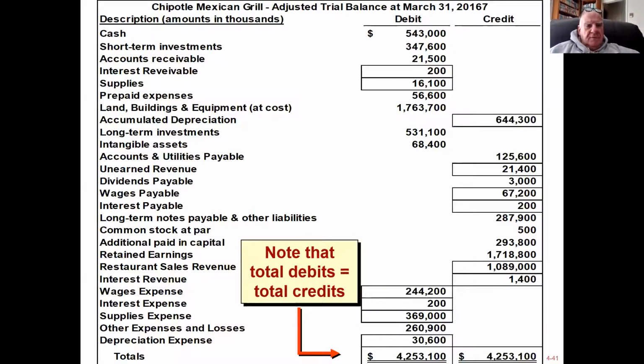Short-term investments. Chipotle had money left over to buy certain stocks in other companies, and here we go. We've got a totally perfect trial balance. Now we're ready to start doing the financial statements.